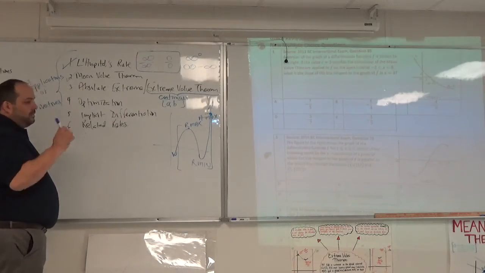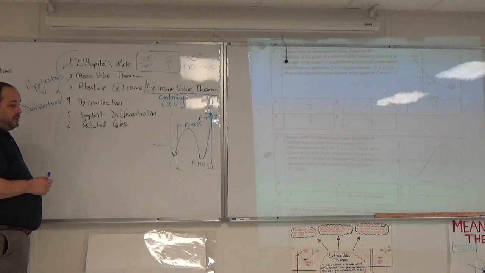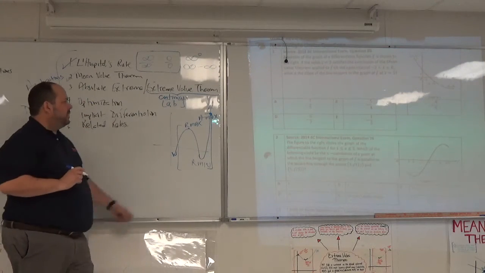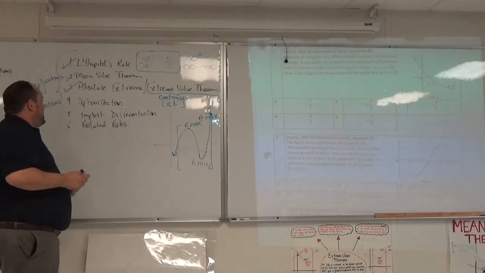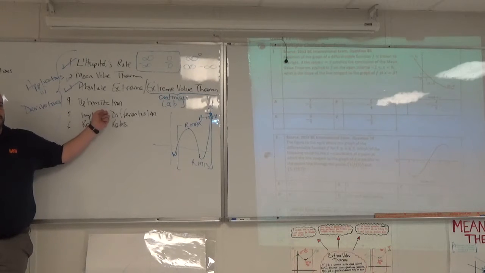Wait, is that the one where it can't be the endpoint? No, it could be the endpoints. Which one is that, the mean value thing where it can't be the endpoint? Mean value theorem cannot be the endpoints. Extreme value theorem could be endpoints. Good.